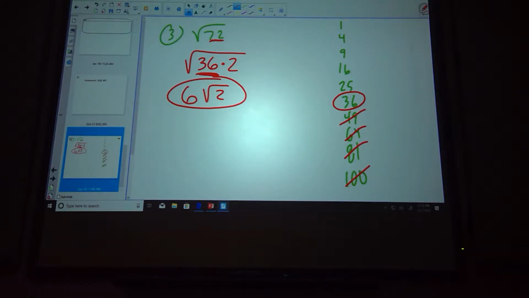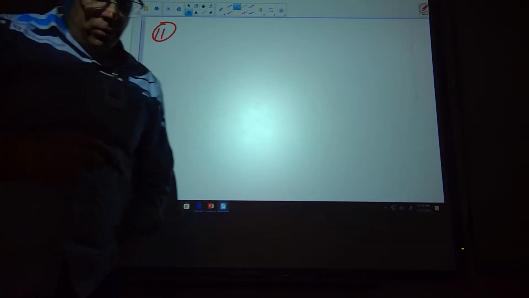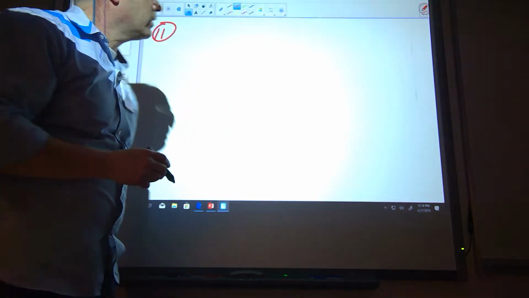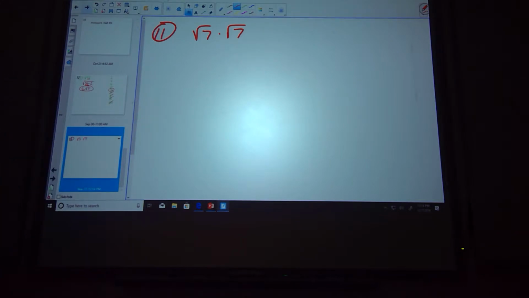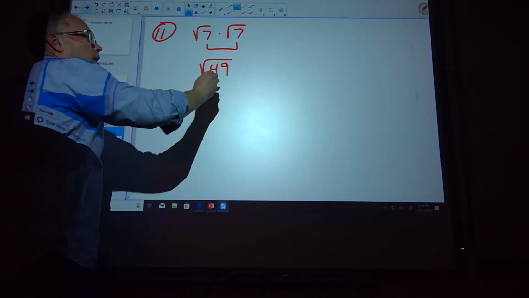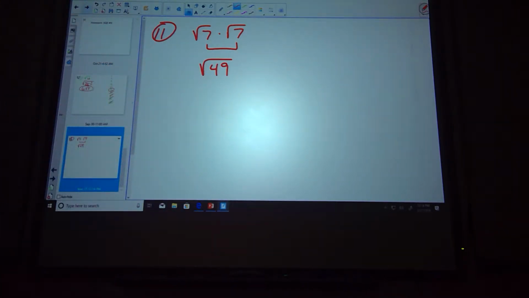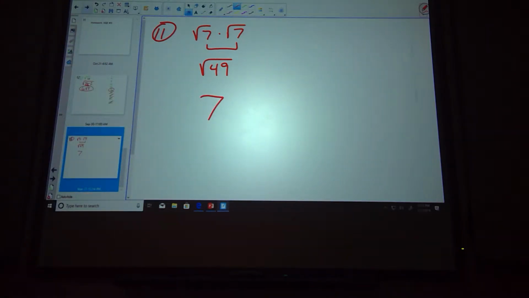Okay? Yeah. 11? You got it. Number 11. Root 7 times root 7. That's a great one. Thank you for asking for this one. So you remember me saying yesterday, and maybe even the day before, you can multiply outside, outside, and inside, inside. These are both inside, right? So I can multiply them together. So if I multiply these together because they're both inside, I get the square root of 49. So what is the square root of 49? 7. So there's no radical any longer because it's a perfect square.